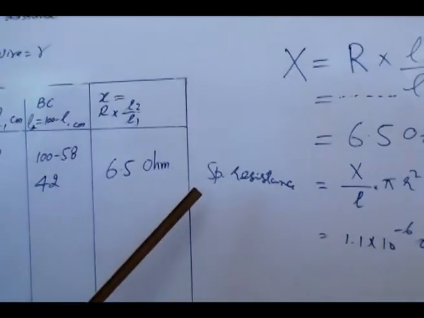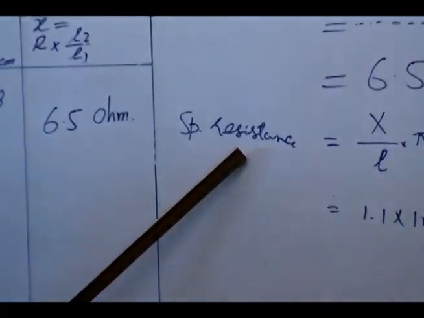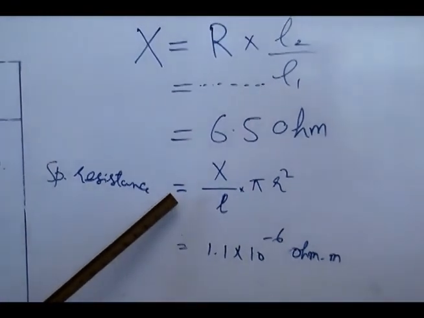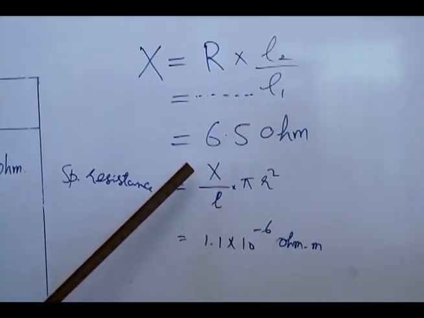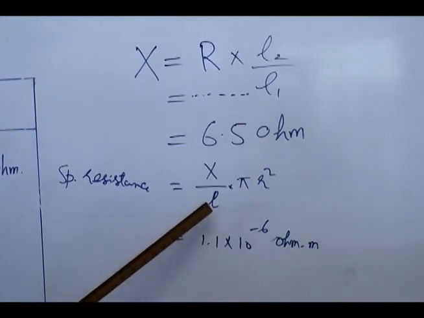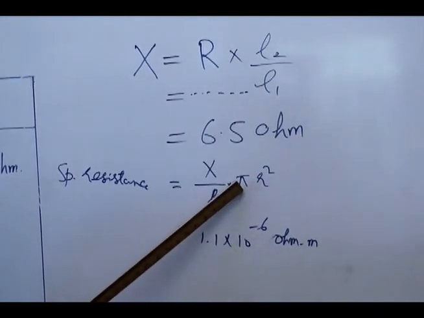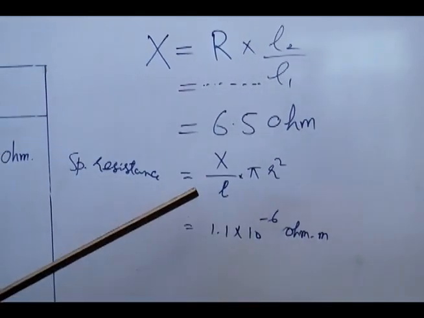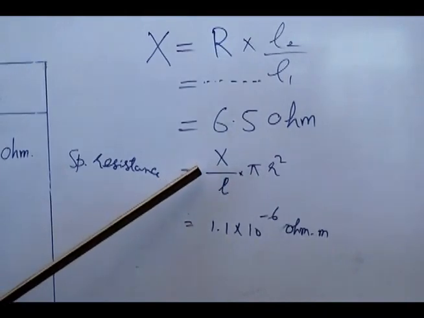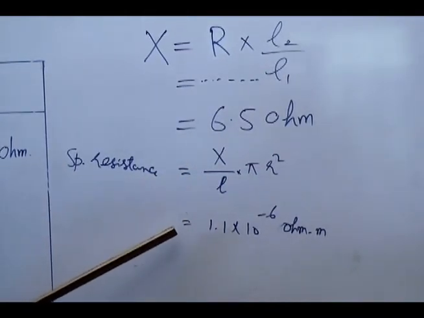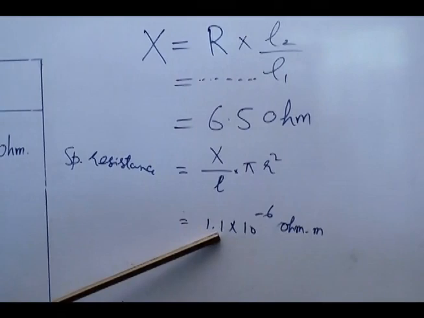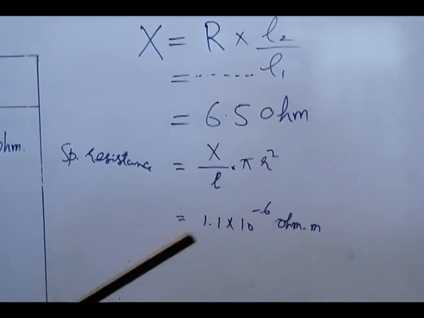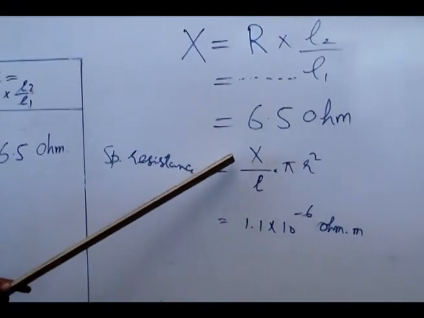Now for the final result, specific resistance. For specific resistance, we will use this formula: rho equals X over L multiplied by pi into R square. After substituting the values in this formula, we will get the specific resistance 1.1 into 10 raised to power minus 6 ohm meter.